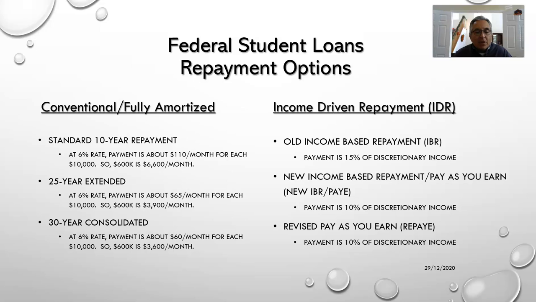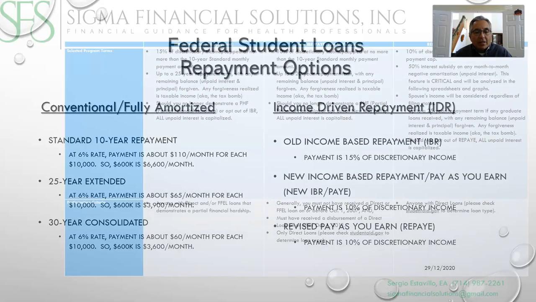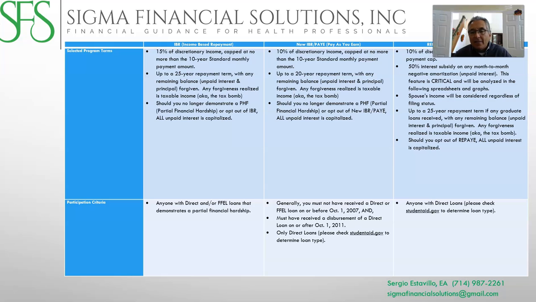And again, if your outstanding debt is reasonable, then you might consider the 10-year standard. And I'll go into what I consider to be reasonable. This slide gives you more detail about the programs, and I wouldn't focus on old IBR because, again, the monthly payments are a third higher than the two other options. So I would consider either new IBR Pay As You Earn or Revised Pay As You Earn.